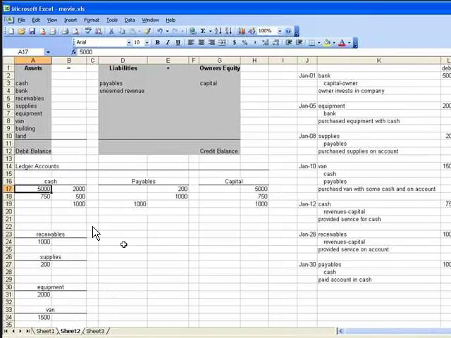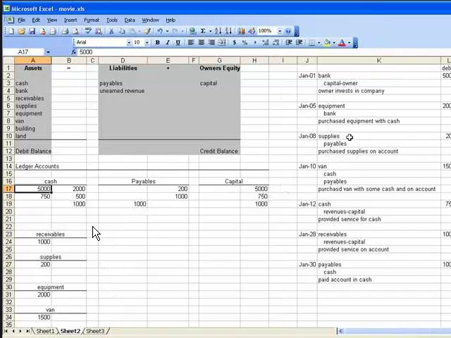Now, here I've got it done. So the $5,000 is going to go to cash. And here, the $5,000 credit has to go to capital on the right-hand side. The next transaction, we had equipment of $2,000. So we need to debit equipment $2,000, and we used $2,000 from the bank, so we have to credit cash $2,000. So that goes on the right-hand side.